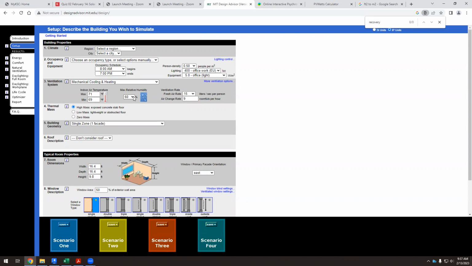What is the maximum relative humidity? 60, I think, is too much. We're going to say 50.